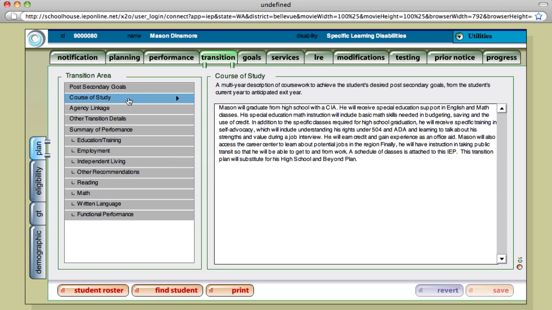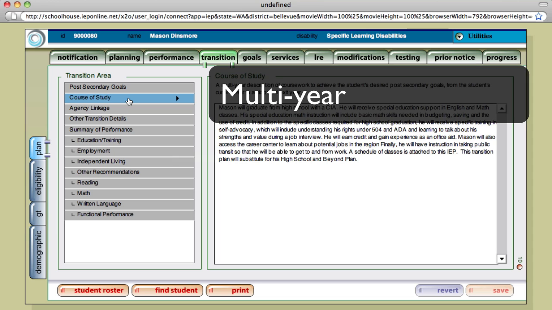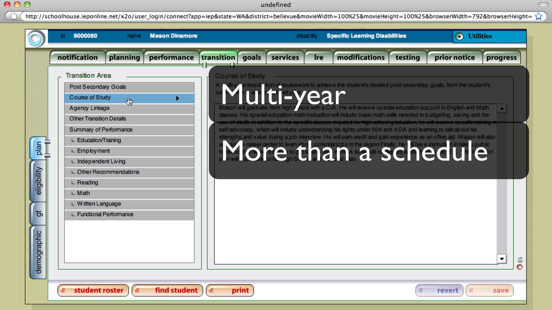There are a few points to remember about the course of study. It is a multi-year description of the classes and programs that the student will take and will cover the time from the current IEP to the time the student is expected to graduate. It is not necessary to include courses or programs that have already been taken. The course of study is not just a list of all the classes that the student will take, though it is okay to include such a schedule as part of the course of study.